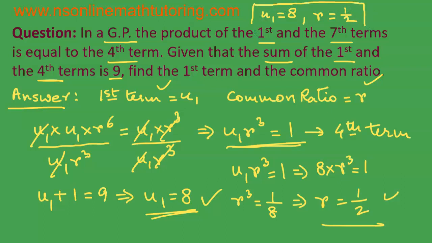But definitely it will be better if you write the first term as 8 and the common ratio as half, instead of writing u1 is equal to 8 and r equal to half. Okay. So let us move on to our next question.